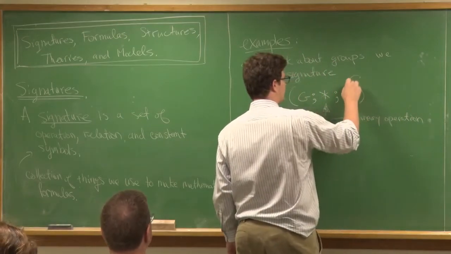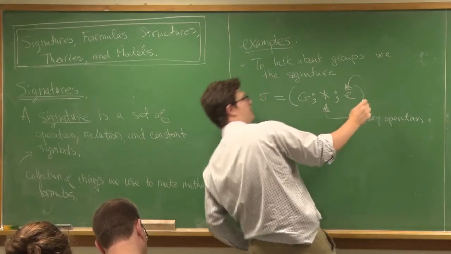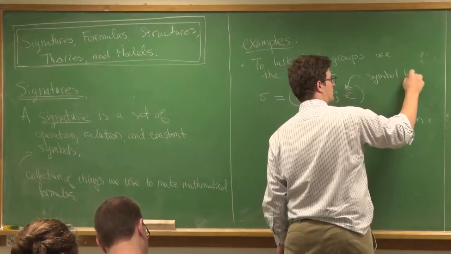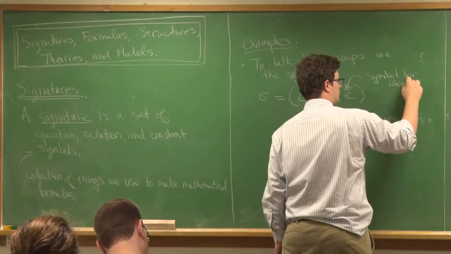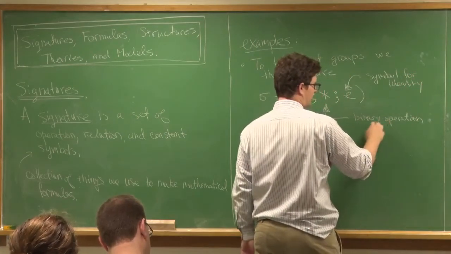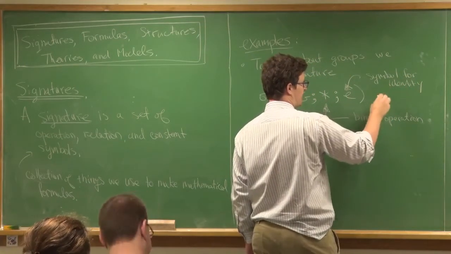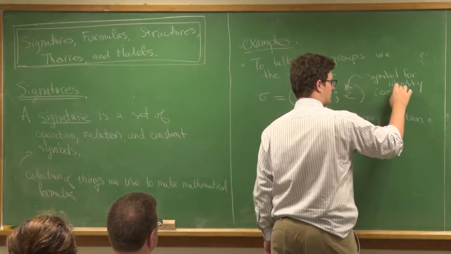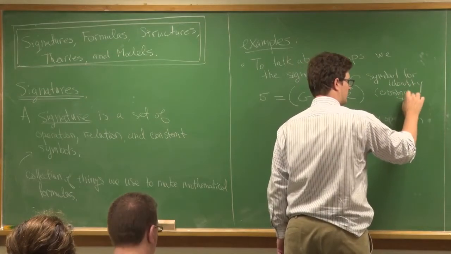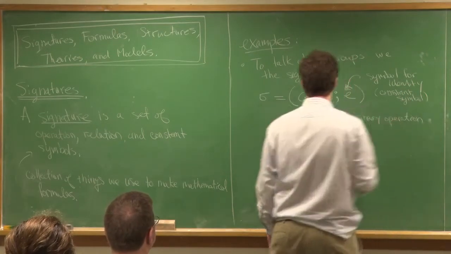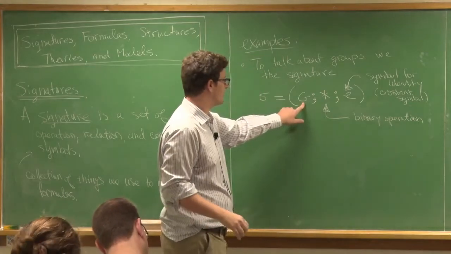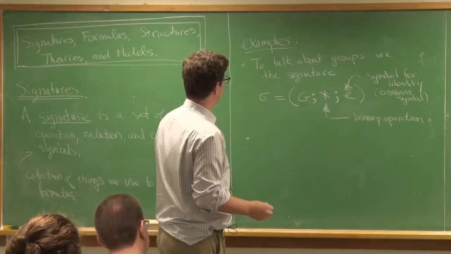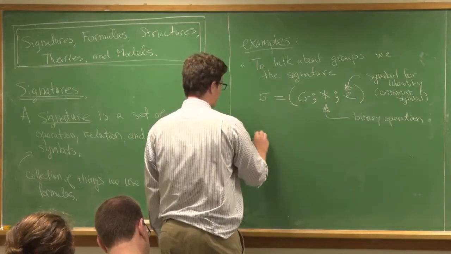And this is the symbol for the identity. So this is an operation symbol, and this is a constant symbol. Okay, and then this is just an underlying set or sort. It's like a symbol we use for the thing. So let me give you another example.